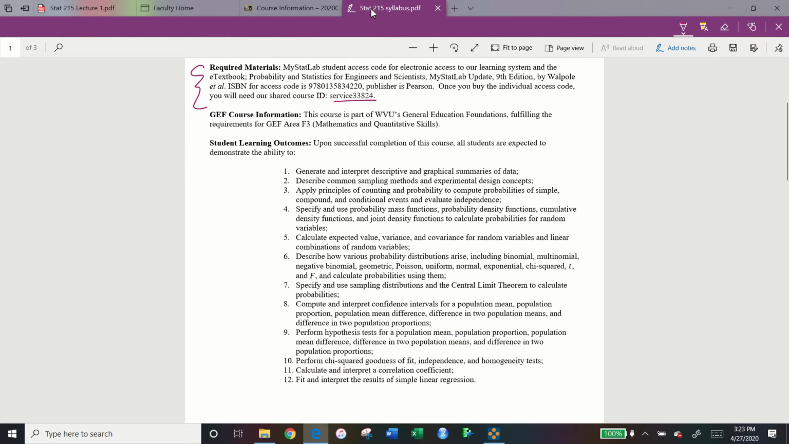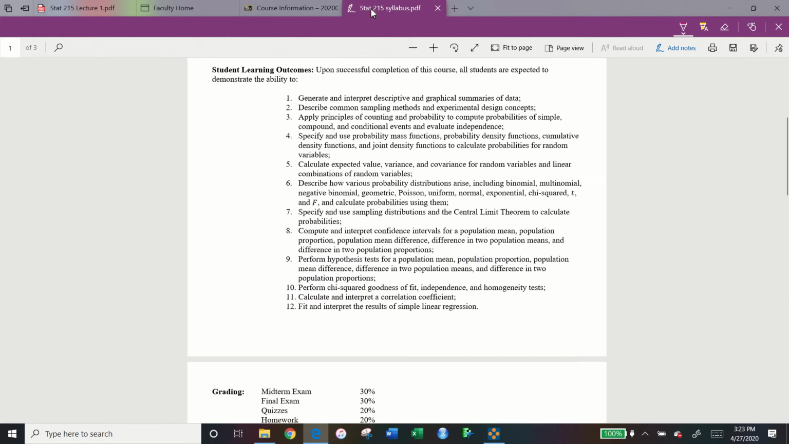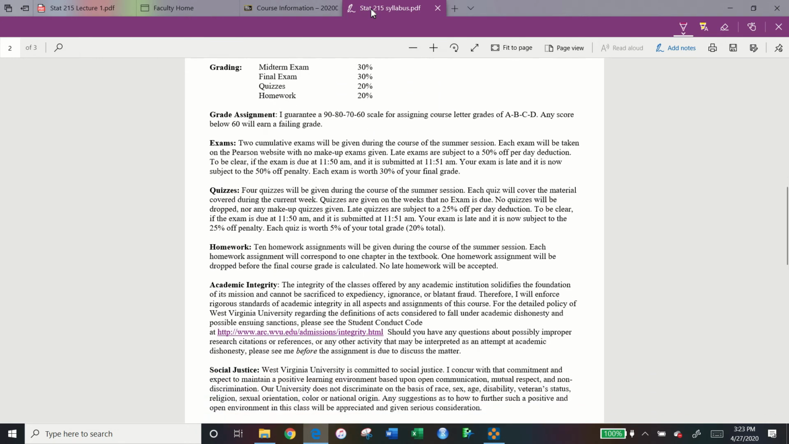So again, I'll leave you to read the GEF course information, the student learning outcomes, and drop down to talk about the grading. So I give 2 exams, quizzes, and homework for this course. Your midterm exam is worth 30% of your grade. Your final exam is worth 30% of your grade. You will have 4 quizzes. Each of those quizzes is worth 5% of your grade. And then you will have 10 homework assignments, and they will each be worth 2% of your grade. I do guarantee a 90, 80, 70, 60 scale for recording your course letter grades of A, B, C, D, and anything below 60 is a failing grade.